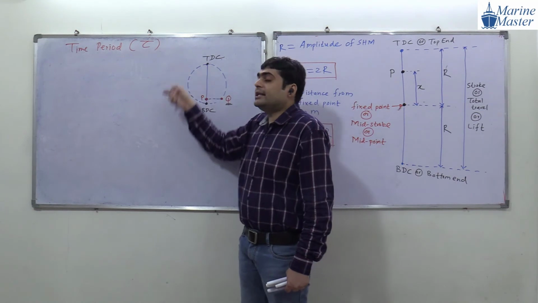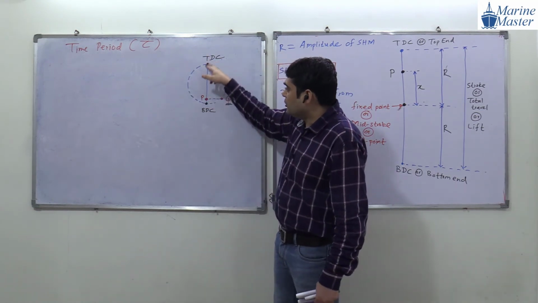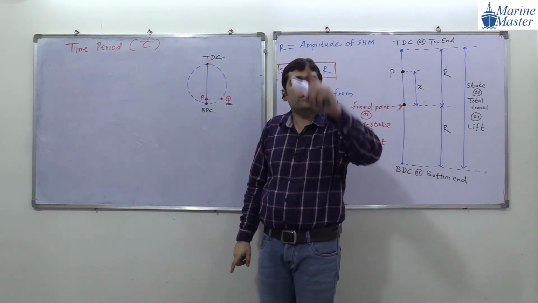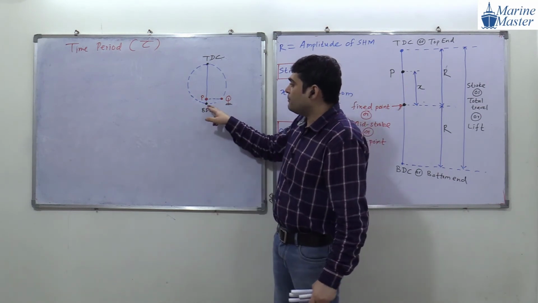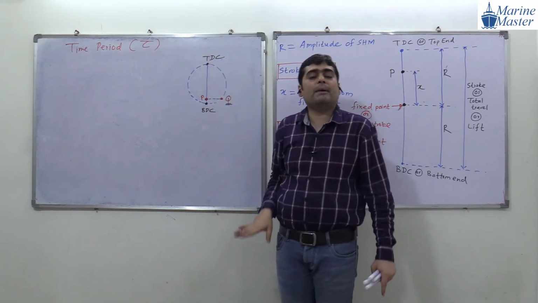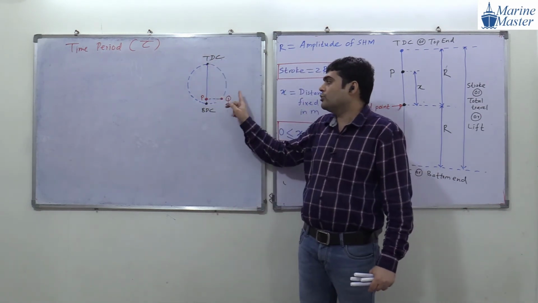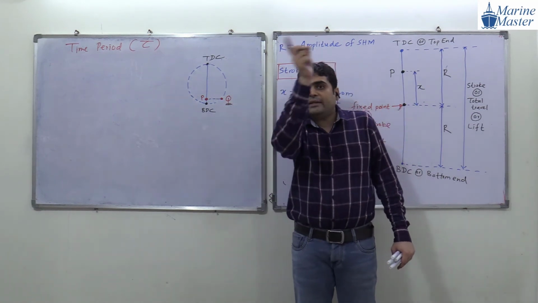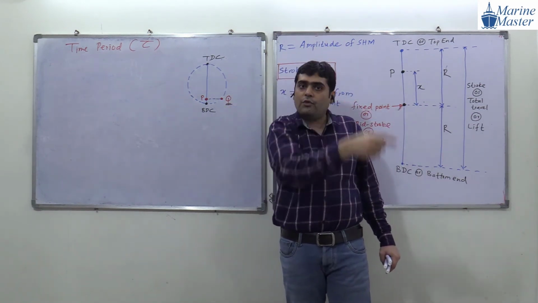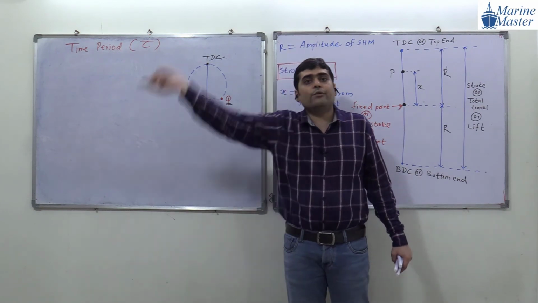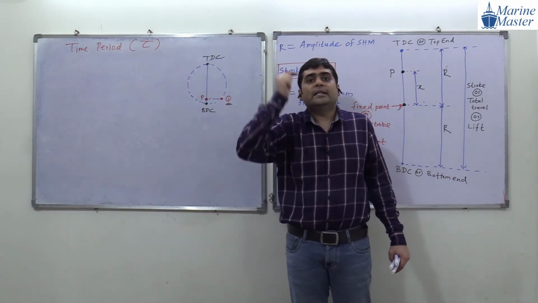So whenever there is one oscillation, it means going from BDC to TDC and again coming back to BDC. What happened with the crank? The crank is making one complete revolution. One complete revolution means how much angle? 360 degrees.